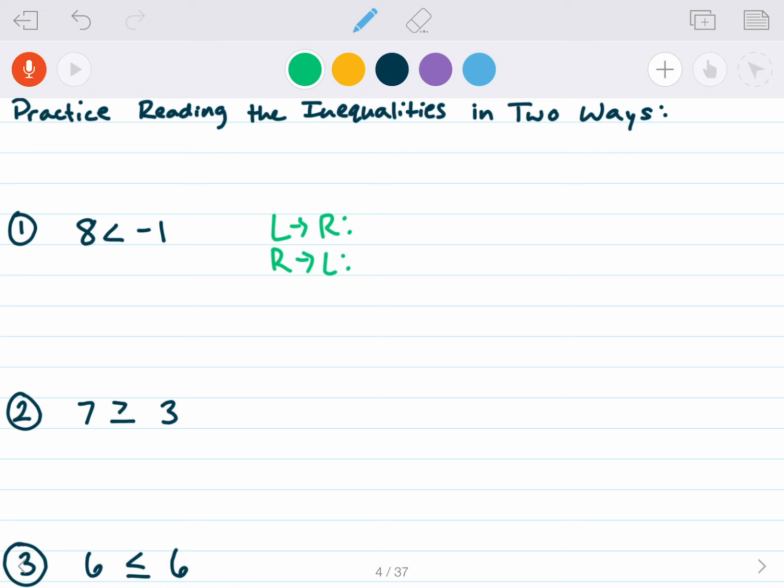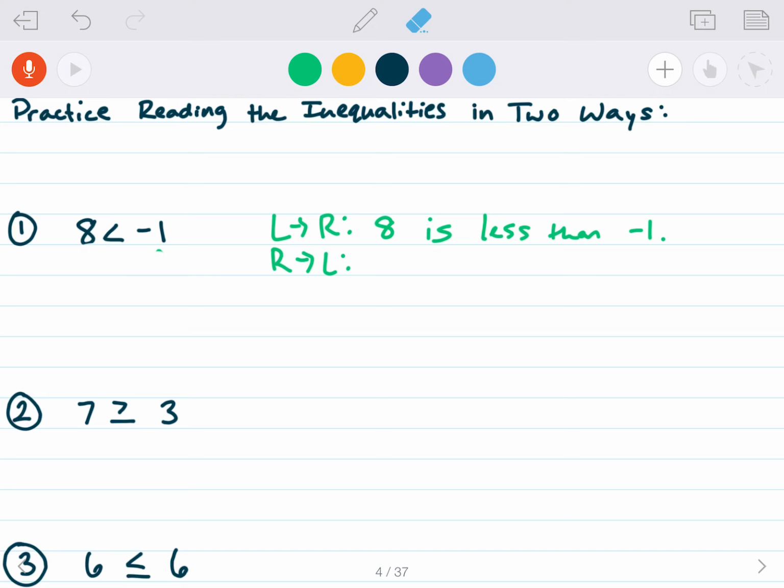Both statements are going to mean the same thing. If we read this from left to right, we start at the leftmost number, which is 8. So we say 8 is, and then we run into a point. So that says less than. So 8 is less than, and then the next number, -1. So that's the first way to read it, from left to right.